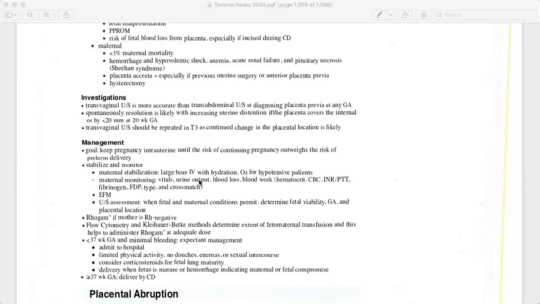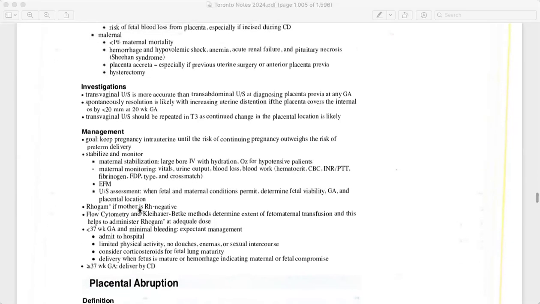So these are all the monitoring you are going to do. External fetal monitoring is important. Ultrasound assessment to make sure that the fetus is okay, and then fetal viability, gestational age, and placental location. Then RhoGAM. If they ask for one of the most important things after stabilization of the mother, the next thing would be RhoGAM. Then flow cytometry and Kleihauer-Betke to make sure whether more RhoGAM is needed or not.